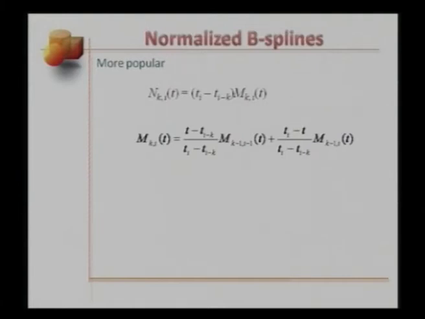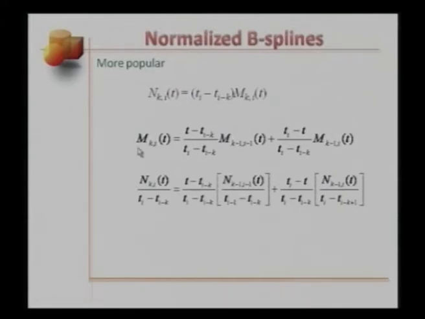It is very easy, as I mentioned before, for me to remember the expression for M sub k sub i of t. So M_k,i(t) is equal to (t minus t_(i-k)) over (t_(i-1) minus t_(i-k)) times M_(k-1),(i-1)(t), plus (t_i minus t) over (t_i minus t_(i-k+1)) times M_(k-1),i(t).